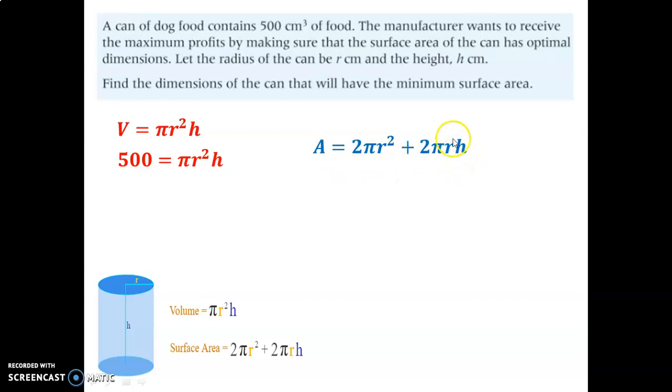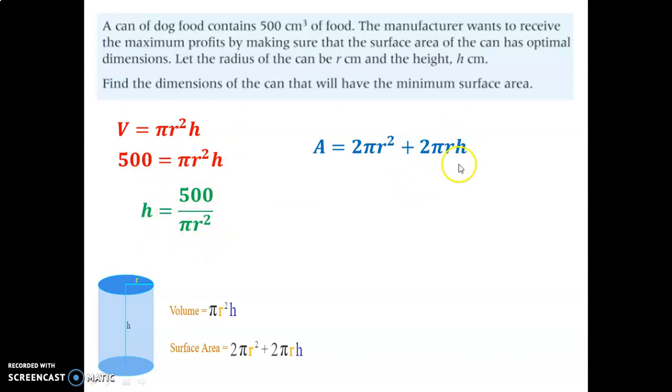So again, our goal is always to eliminate one variable so that we can have an equation of A equals something with only one variable, because then we can take a derivative. So which are you going to replace, r or h? Which is easier, do you think? Well, we can see clearly h will be easier because we only have to replace it once. So let's solve this for h.